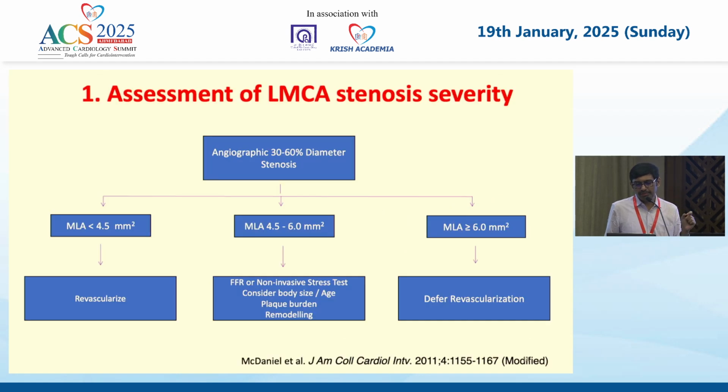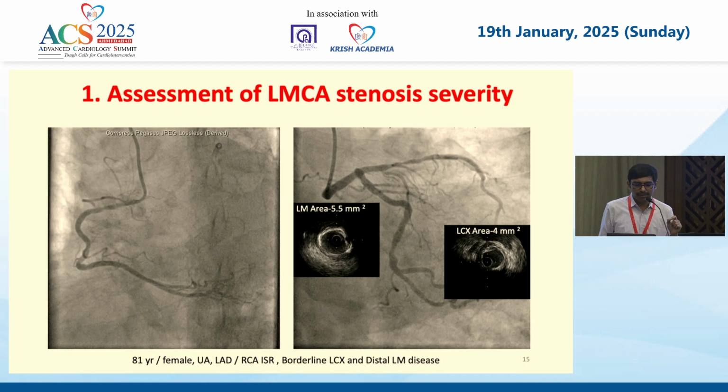So how do you use this one? When you find an intermediate lesion in the left main area less than 4.5, you just advise revascularization. Anything more than or equal to 6 millimeter square, defer revascularization. When you have in between, you have to rely on other non-invasive or invasive modalities for assessment of ischemia, or if it is not feasible, assess the patient's body habitus, age, presence and absence of remodeling and plaque burden to make a decision regarding revascularization.